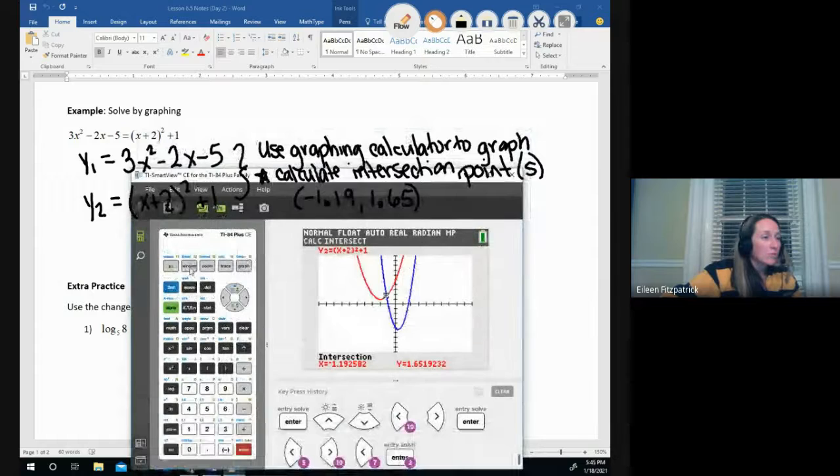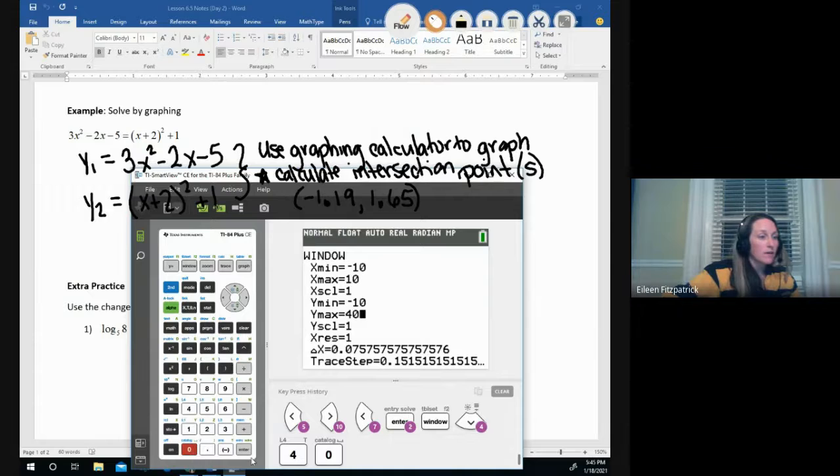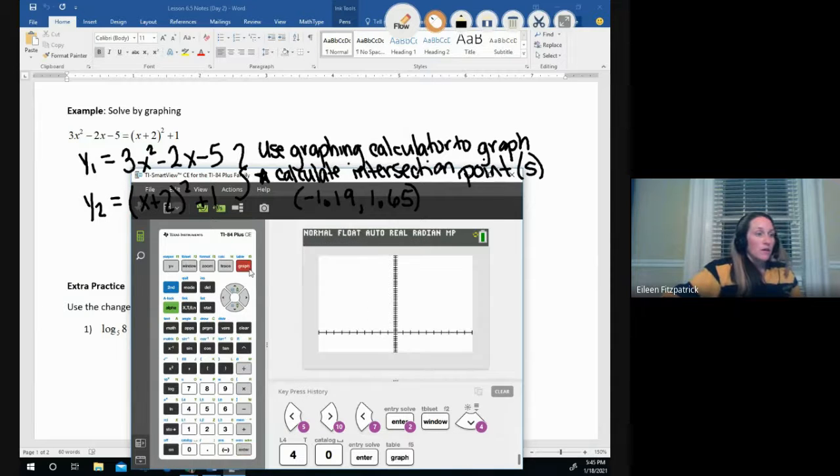Now you can change the window. You could zoom. It's kind of up to you. I'm going to change the window. Let's change the Y maximum. Let's change it to 40. Let's see if that's high enough. All right, so almost. I'm going to change the window again.